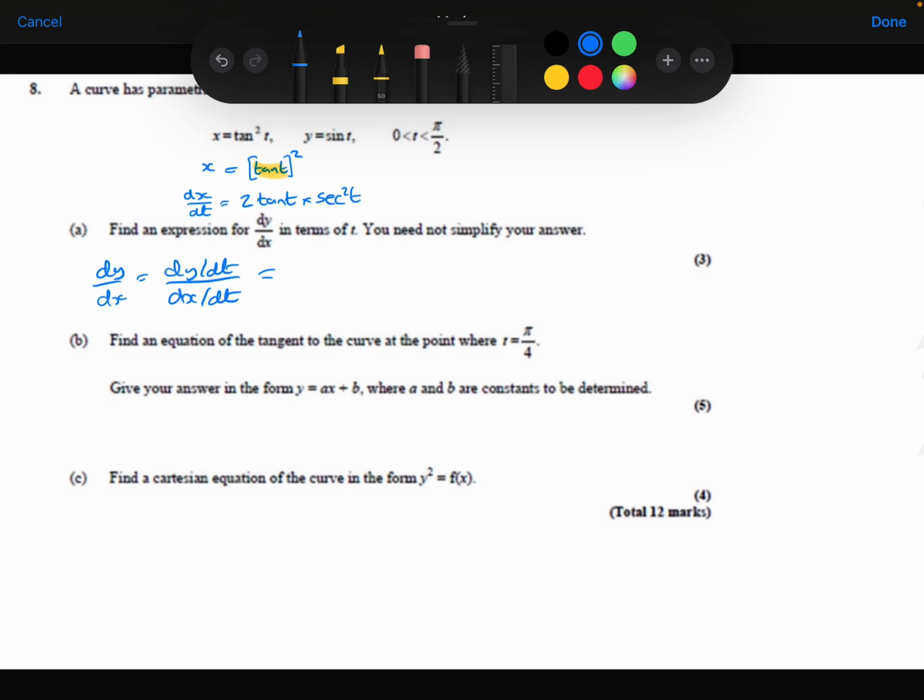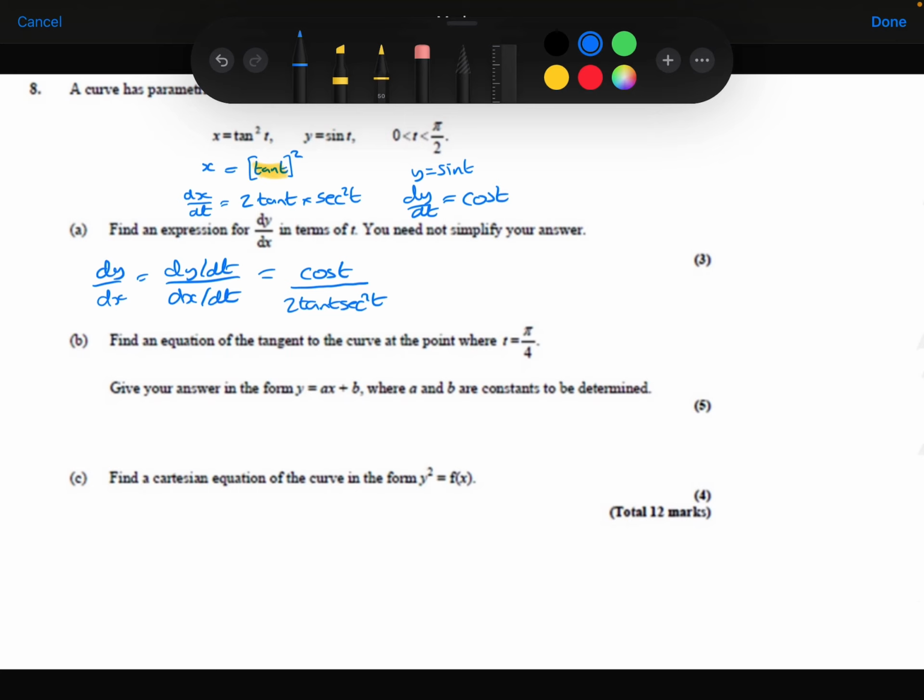Now differentiating the y function, y equals sine t, differentiating sine, I get cos. So substituting those into the formula, I'll get cos t over 2 tan t sec squared t. And I could leave my answer like that. It does say you do not need to simplify your answer, so leaving it like that is perfectly fine.